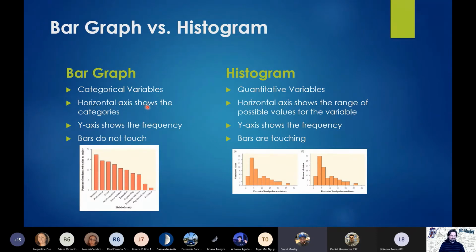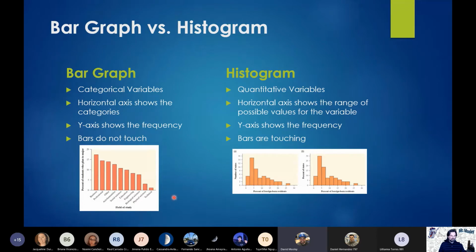In a bar graph, the horizontal axis shows our categories. Like in this example, we have field of study. So they like business, professional, other, arts, humanities, social sciences, education, and so on. On a histogram, the horizontal axis shows the range of possible values for the variable that we measured. We have our frequency and relative frequency in the two graphs down here that we've seen previously. But on the horizontal axis, or the x-axis, we notice that we're going in order of the numbers. And both of them, the y-axis shows frequency.